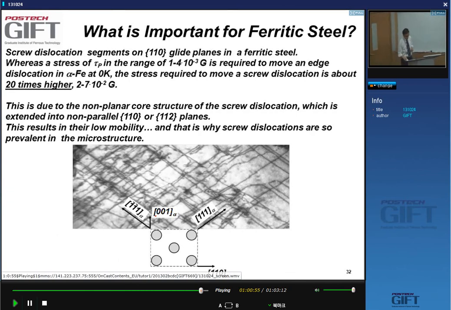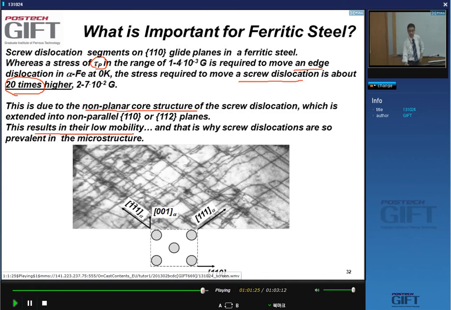Maybe I can finish with this. What you get is that the Peierls stress is very high for screw dislocations in comparison to edge dislocations. Namely, it's about 20 times higher. And that is a direct result of the non-planar structure of the core of screw dislocations. And this gives them very low mobility.